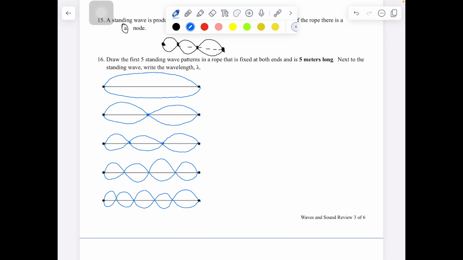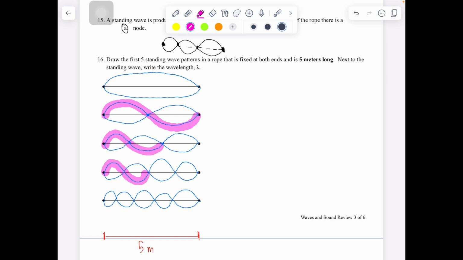Okay, now we know our length. From one end to the other end, it is 5 meters long. What we could do is highlight one full wavelength. A full wavelength is a full crest and a full trough. Another way to think about it is a full wavelength is 2 loops, since every loop is half of a wavelength. These are all a full wavelength. We can see as we make more and more loops, that wavelength is decreasing. Now, we want to solve for our wavelength. How exactly are we going to do that?